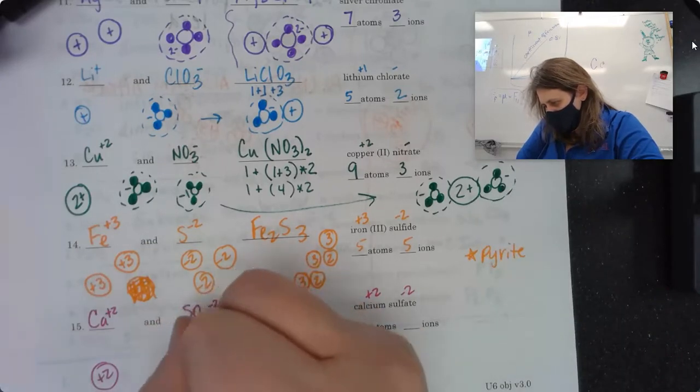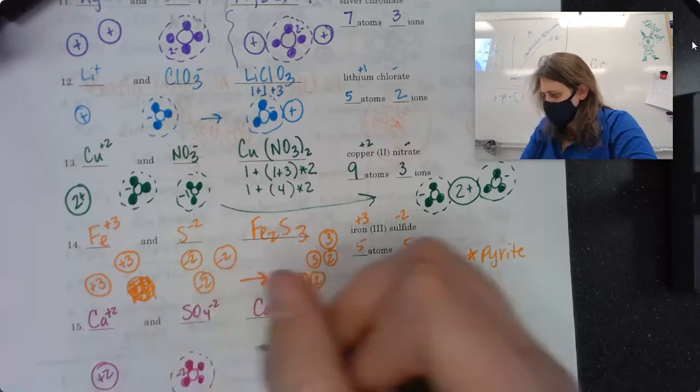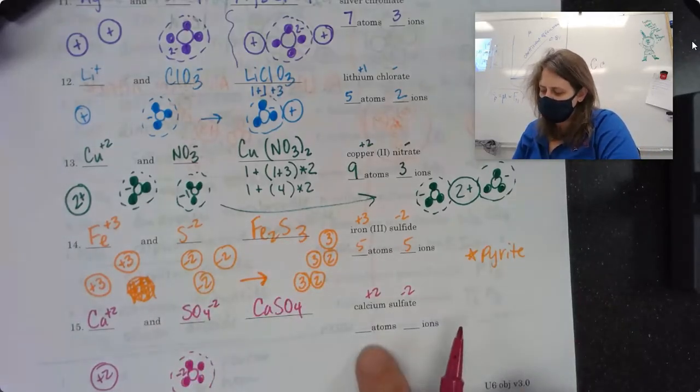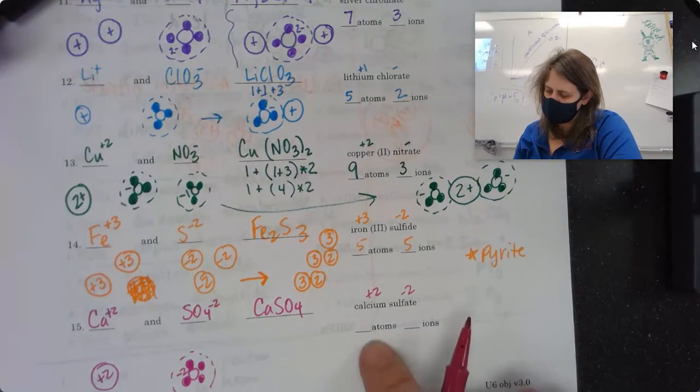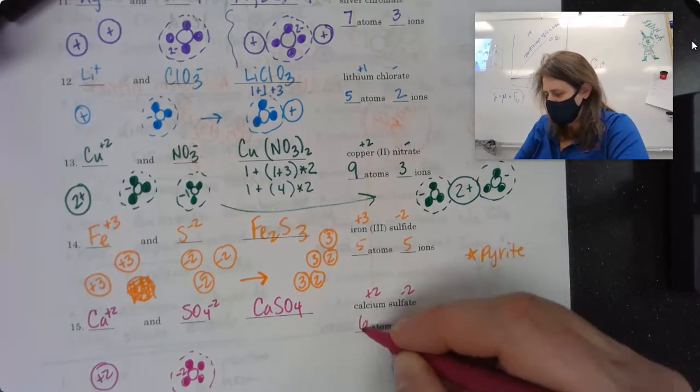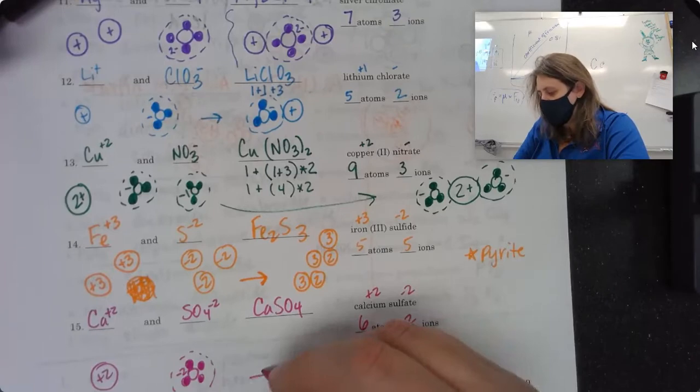Dash line to indicate that they are together, -2 charge. How many atoms do I have? 6. Yeah, I have 6. How many ions? 2. Final answer.